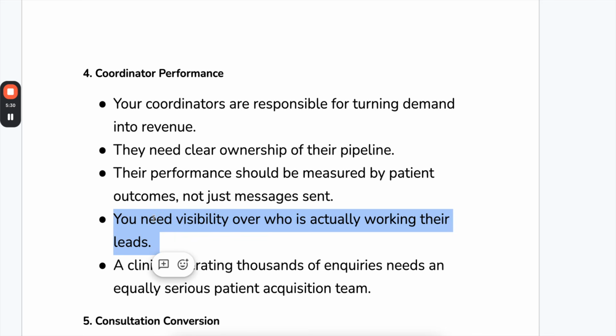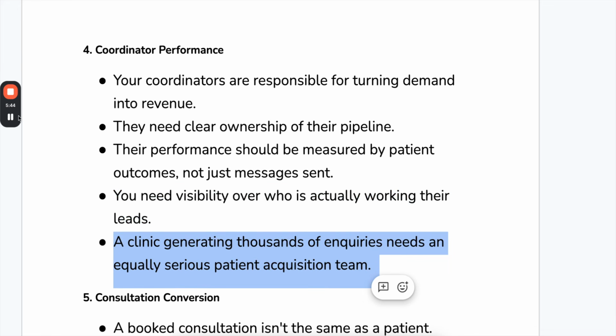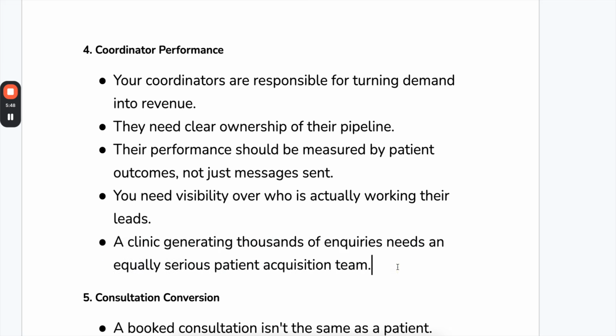You need visibility over who is actually working the leads. So you have all these leads, different types of leads, who is reaching out to them, who is calling them, who is WhatsApping them, who is speaking, having FaceTime with them, for example. This matters. And also, a clinic generating thousands of inquiries needs an equally serious patient acquisition team. So if you're generating thousands of inquiries, you need a serious team whose focus is acquiring patients from those inquiries.